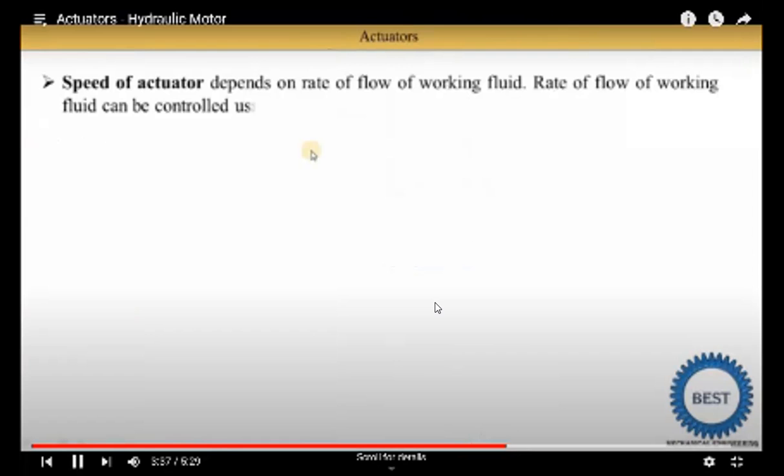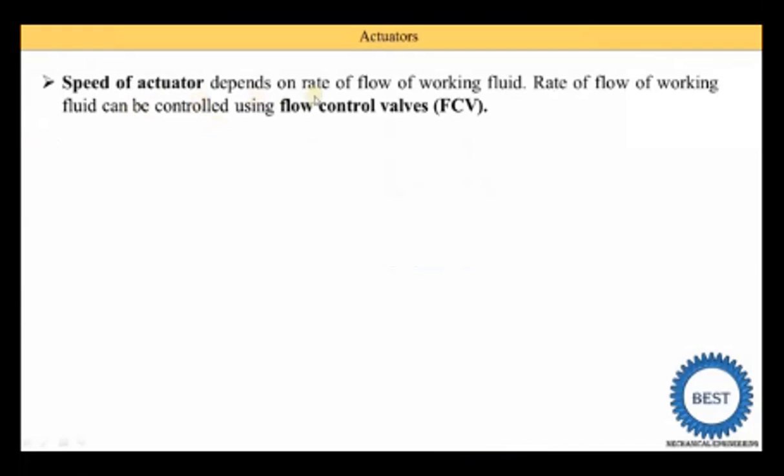Speed of the actuators. Okay, so the speed of the actuators depends on the rate of flow of working fluid. Means speed depends on the quantity of working fluid supplied. Means speed depends on Q, and this Q means rate of flow. So the rate of flow of the working fluid can be controlled by using flow control valves, in short known as FCV. So by using the FCV we are able to control the speed of the actuators.